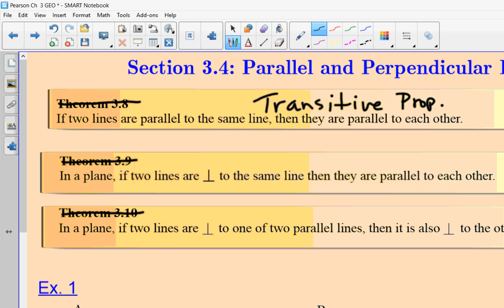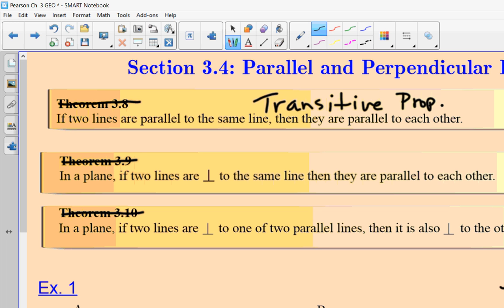All right, the next one: in a plane, if two lines are perpendicular to the same line, then they're parallel to each other. So let's go ahead and draw that. I can't draw the letter and the line at the same time. Hold on. Okay, I have lines A and B, and then I have a line C, and if both A and B are perpendicular to C, then they'd have to be parallel to each other.